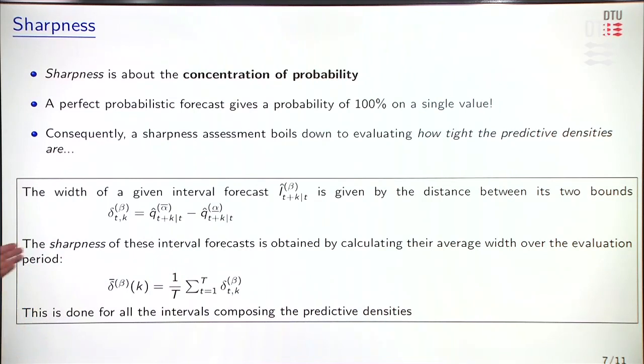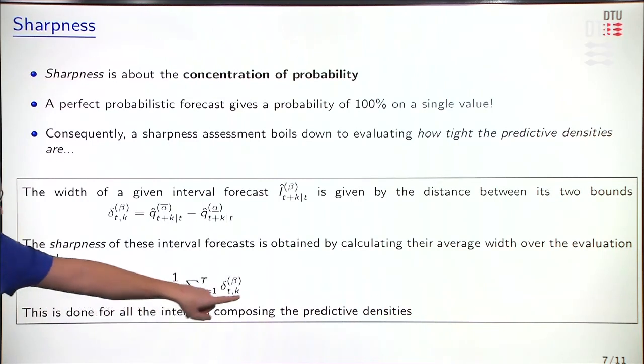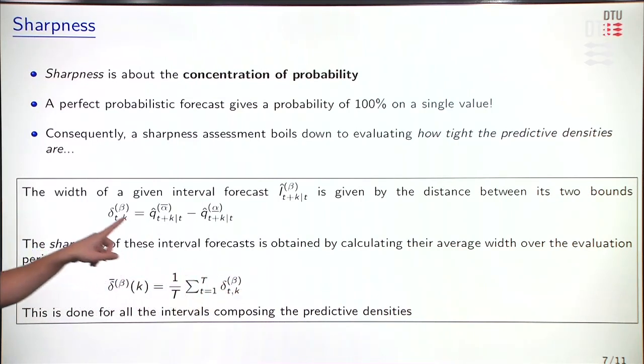Eventually, as we have calculated this distance for different lead times, for different nominal coverage rates, etc., we can summarize the sharpness of this interval forecast by calculating their average width over the evaluation period. And this average width, delta bar beta, for a given lead time k, is here, you see, the average of the widths of the intervals that we calculated previously.